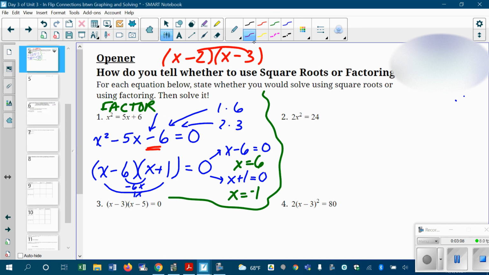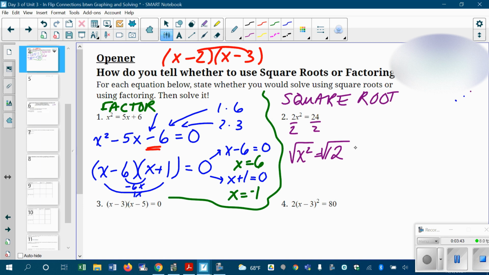Question 2, let's take a look. Now this one has a slightly different format. It has fewer pieces, fewer terms. So in this one, I'm going to go with the strategy of using square roots, because I can just isolate that part that has the exponent on it and then use a square root. So I'm going to divide both sides by 2 to try to get the x squared term alone. And then I'm going to take the square root of both sides.